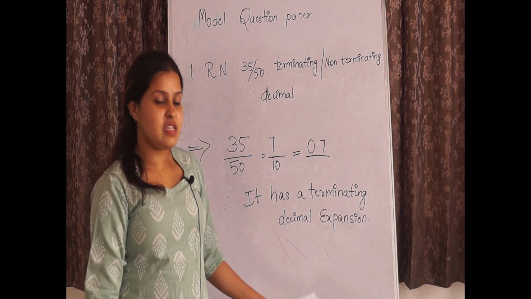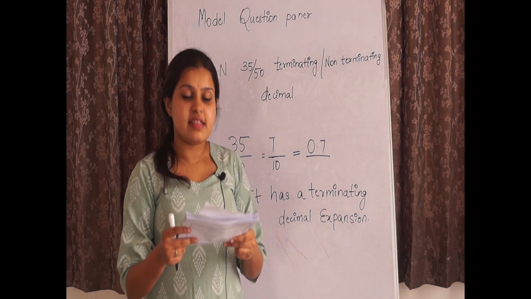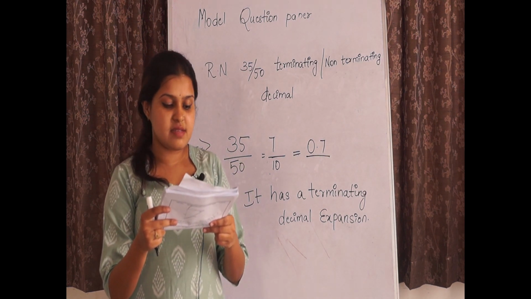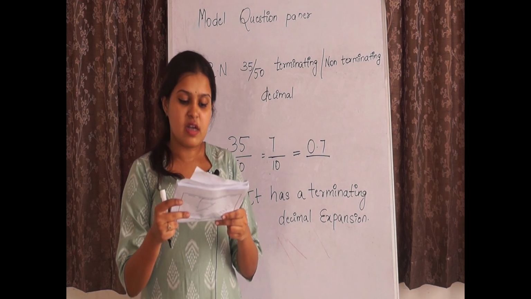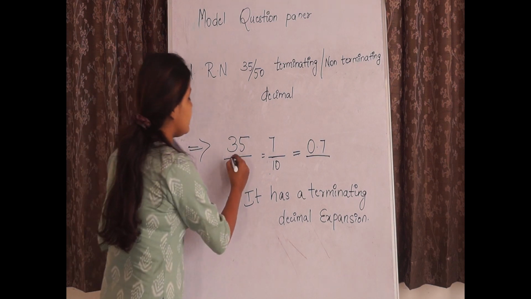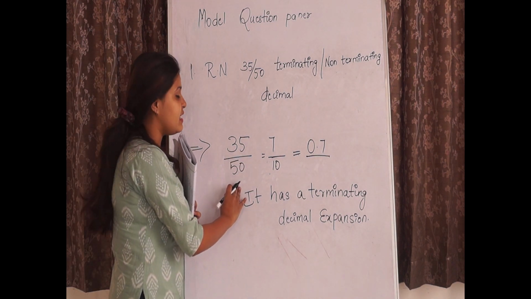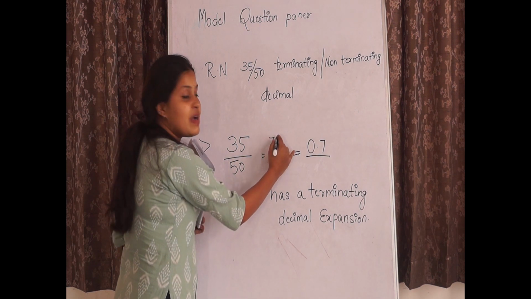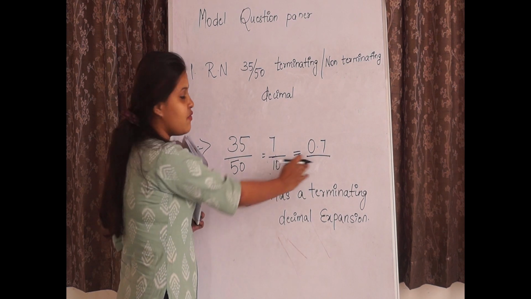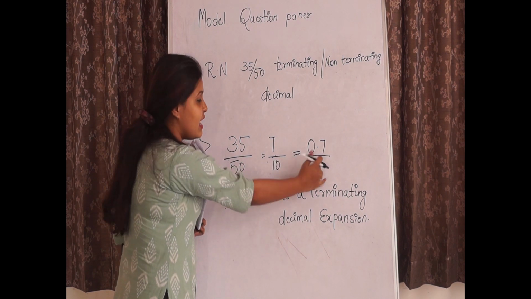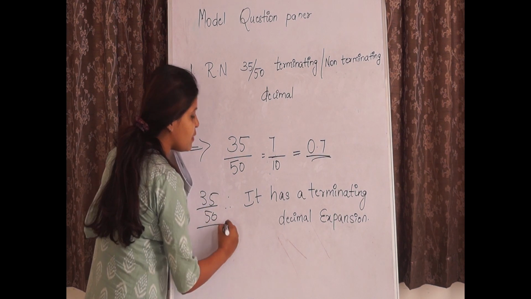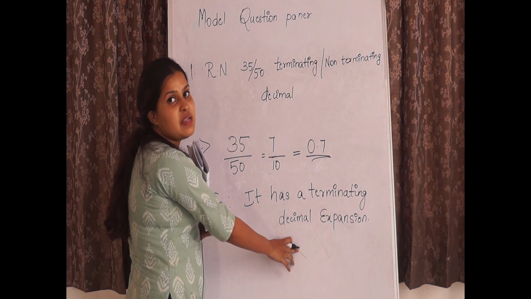The first question is, state whether the rational number 35 by 50 has a terminating decimal expansion or non-terminating recurring decimal expansion. If we see 35 by 50, it is divisible by 5, that is 5 sevens are 35 and 5 tens are 50. If we divide 7 by 10, we will be getting 0.7. Hence, 35 by 50 is proven as a terminating decimal expansion.